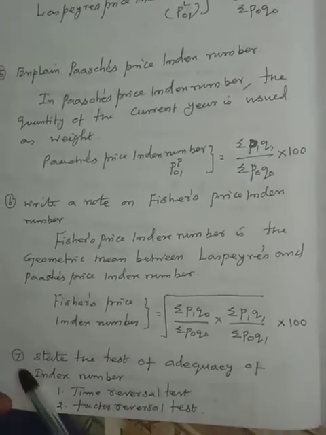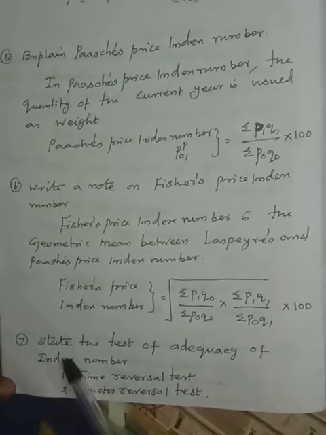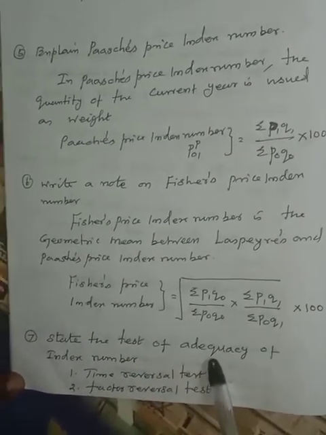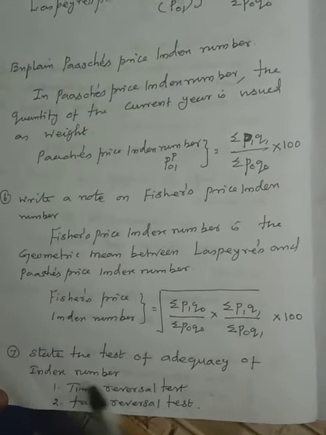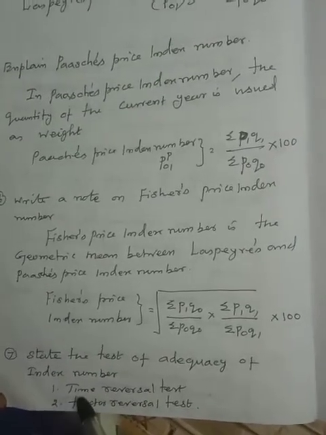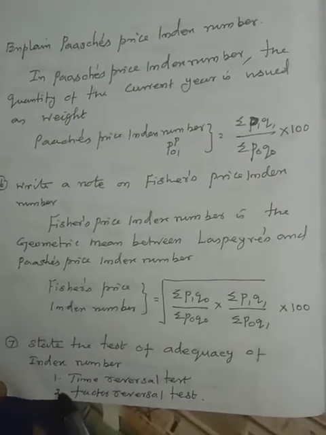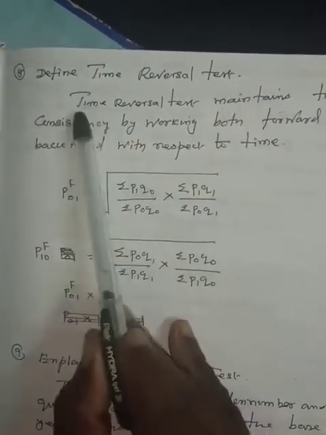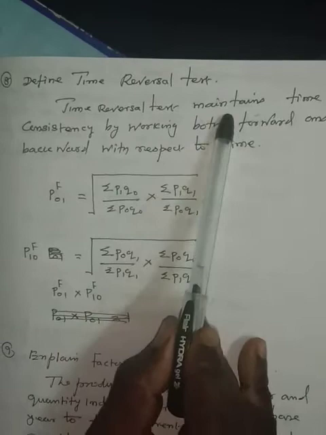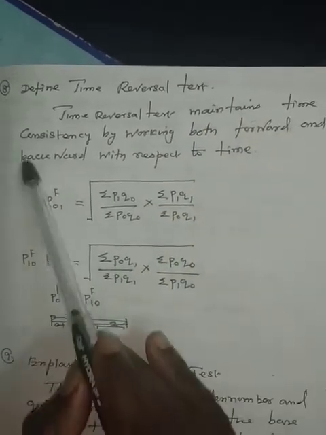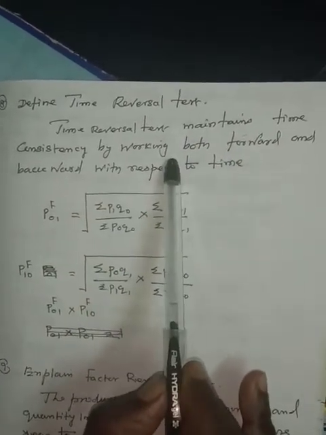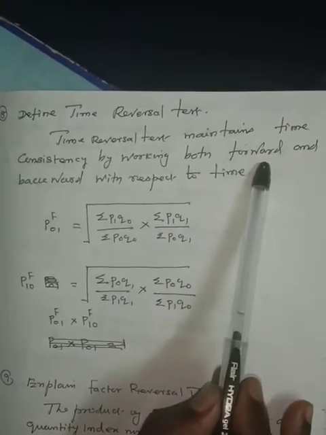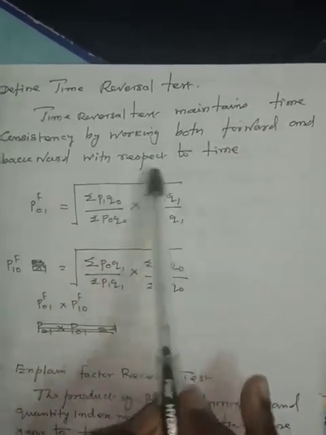Next, question number 7. State the tests of adequacy of index number. Number 1, time reversal test. Number 2, factor reversal test. Define time reversal test. Time reversal test maintains time consistency by working both forward and backward with respect to time.